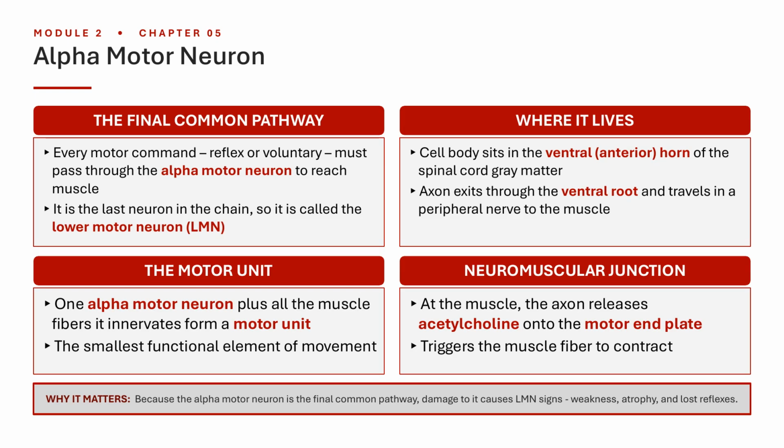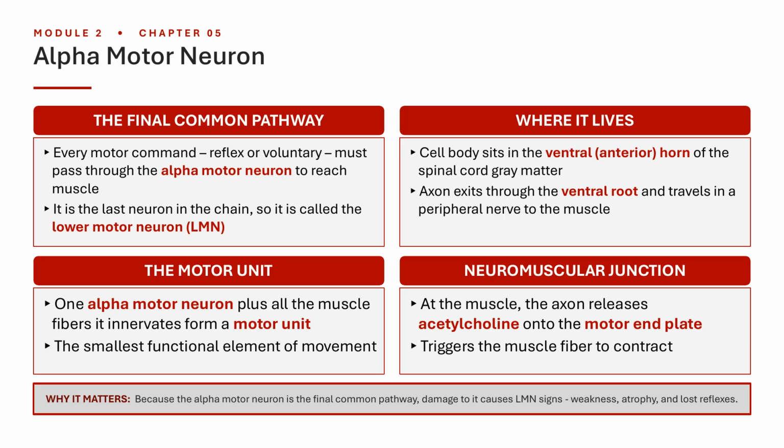The alpha motor neuron is so important it deserves its own slide, and I want to spend a moment on the concept of the final common pathway. Every motor command that the brain generates, voluntary movement, postural adjustments, reflexes, whatever the origin, must ultimately flow through the alpha motor neuron to reach muscle. It is the last neuron in every motor chain. There is no alternative route. This is why the alpha motor neuron is called the final common pathway, and this is also why it is synonymous with the term lower motor neuron.